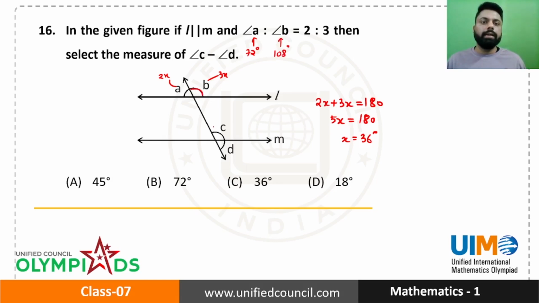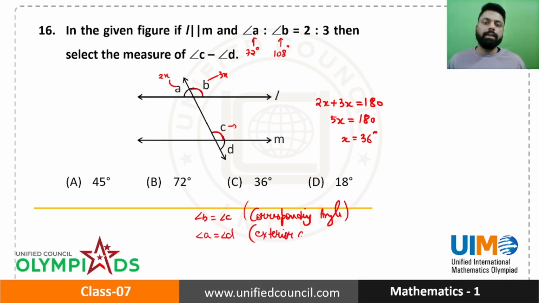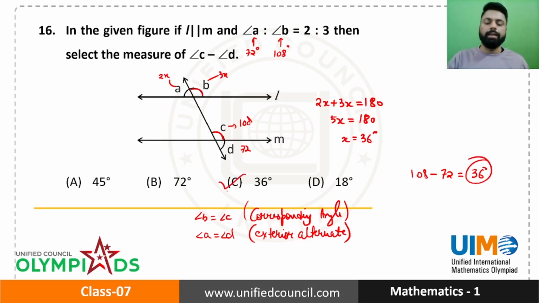So see, angle B is equal to angle C, corresponding angles, and angle A and angle D are exterior alternate angles. So this is 108, this is 72. 108 minus 72, that is equal to how much? 36 degrees. So C option is the correct answer.